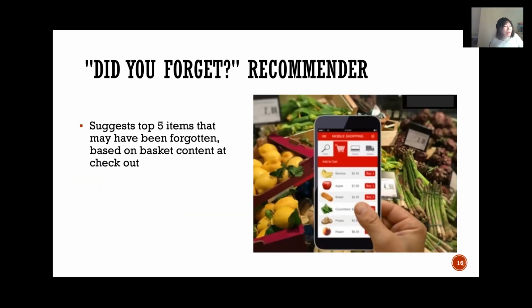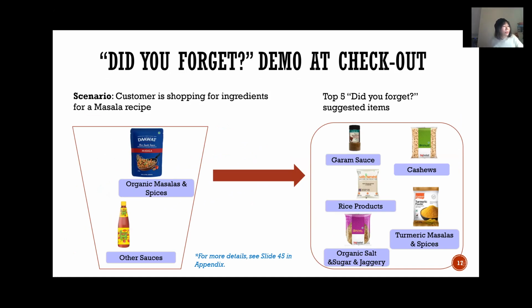Did You Forget recommender is activated at checkout and suggests top 5 items that may have been forgotten based on the basket content. So how does this engine work? Imagine that a customer is online shopping for masala recipe. In the basket, this customer adds organic masala and other sauce.